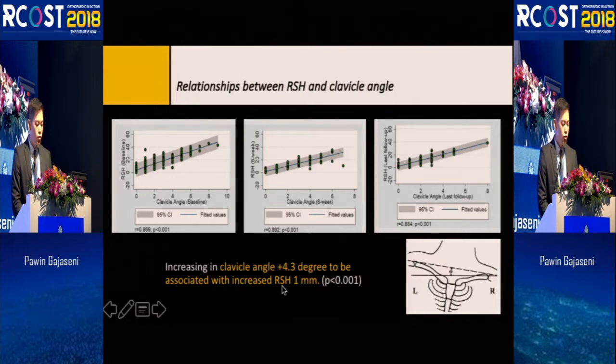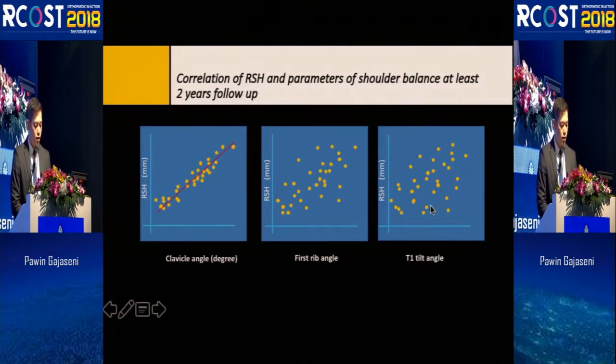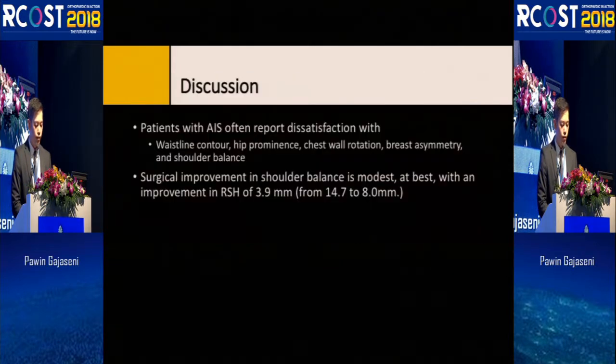Moreover, we found that an increase in the clavicle angle of around 4.3 degrees is associated with an increased shoulder height of around 1 millimeter. When we correlate the shoulder height with parameters like the first rib angle and T1 tilt angle, here and on the right, we found that the correlations are very small, which indicates little or no relationship between these variables.